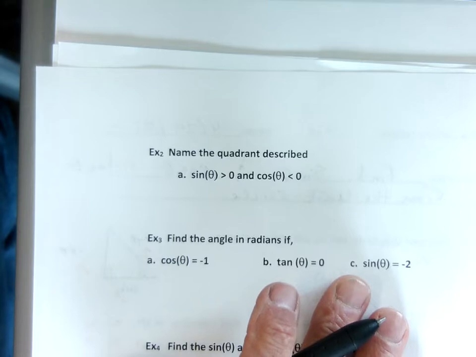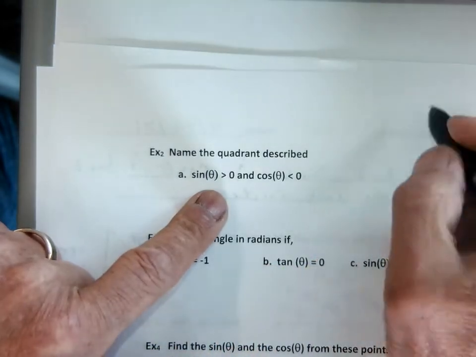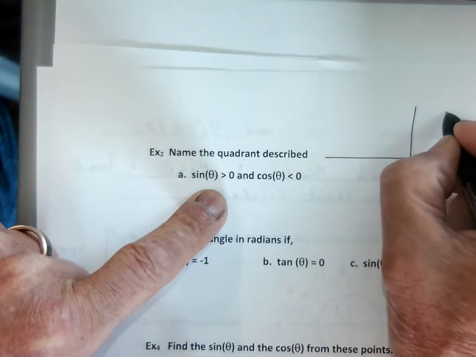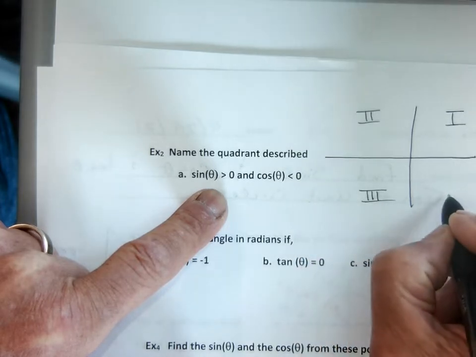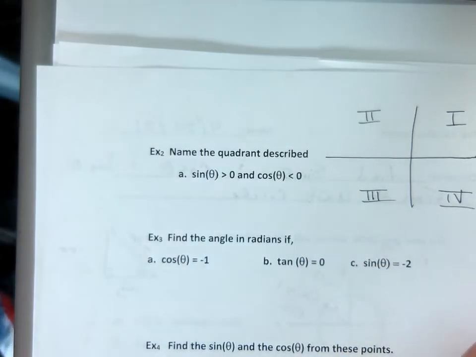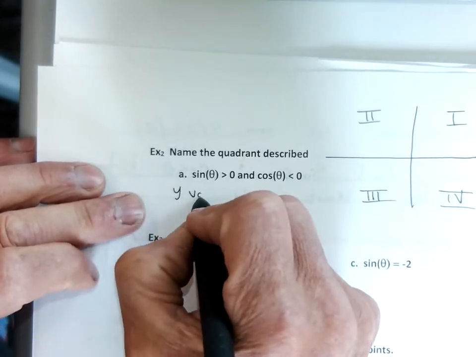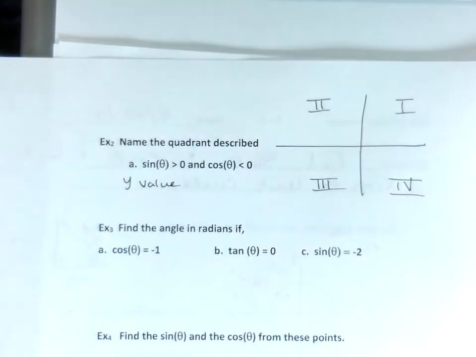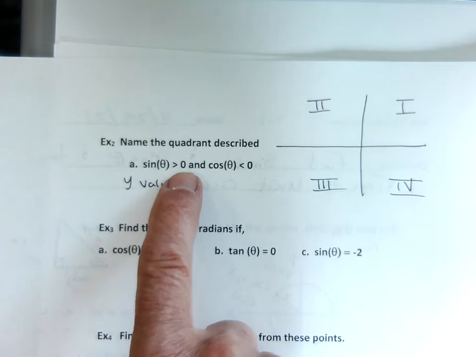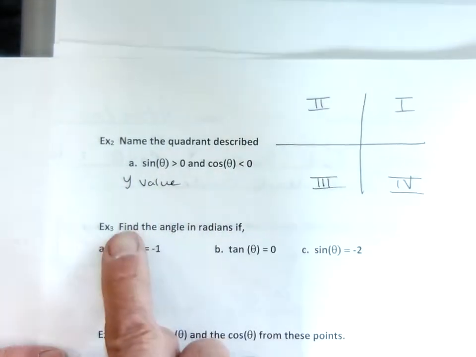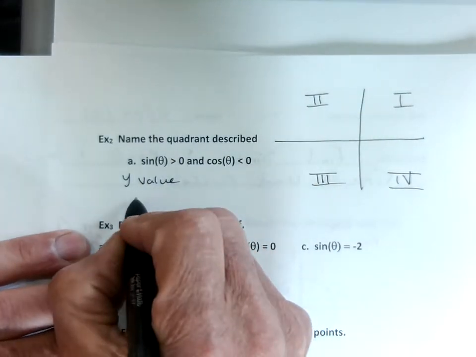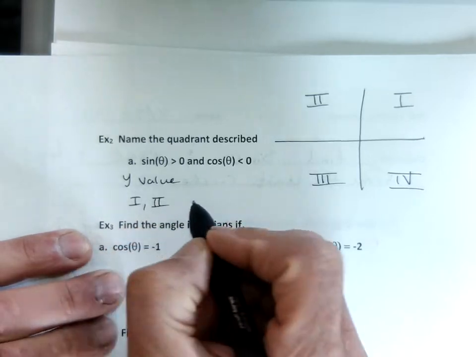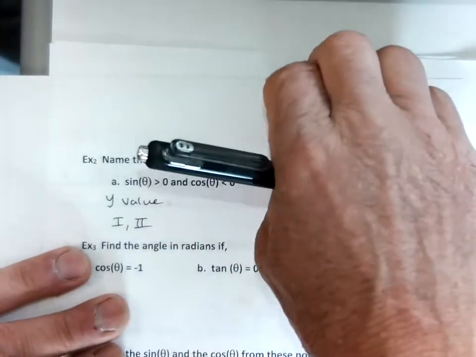Okay, name the quadrant. What does that mean? Well, let me go ahead and just draw a picture. Quadrant is 1, 2, 3, and 4. Name the quadrant. So sine is my y value, okay? This is not hard. You guys are smart. Sine is y value. So if it's positive, it's up here. Positive y is up here. Does that make sense? So it's up here. So that's in quadrants 1 and 2. Positive y is up, correct?